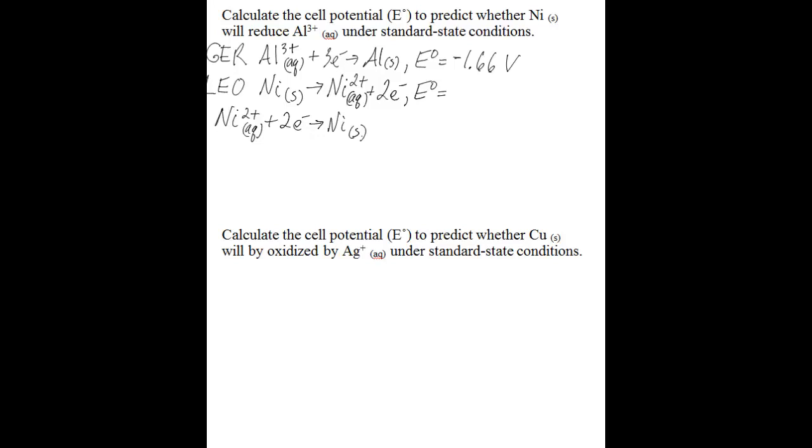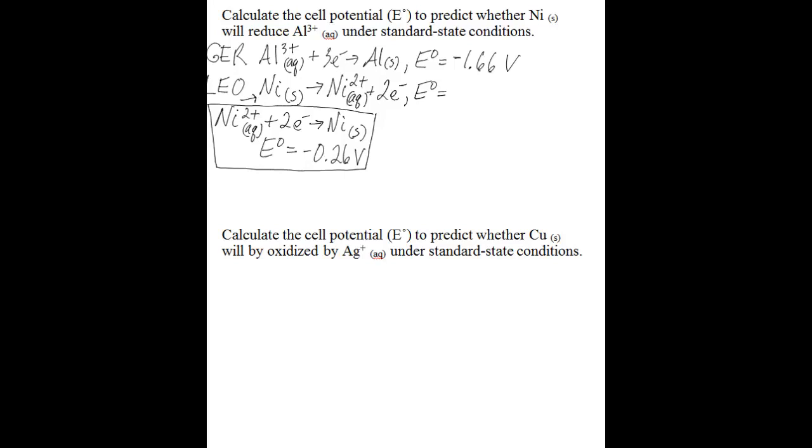And this is just because, due to convention for tables of standard reduction potentials, all reactions are written as reductions. So the value for the standard reduction potential for the reduction of nickel that you'd find in a table is negative 0.26 volts. So you could find this in a table. But that's not exactly what you want. You want the reverse of that reaction. You don't want the reduction of nickel, you want the oxidation of nickel, what you're actually being asked about in this problem.